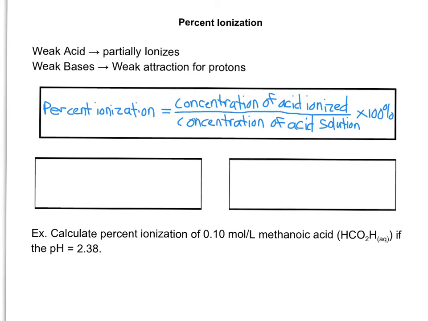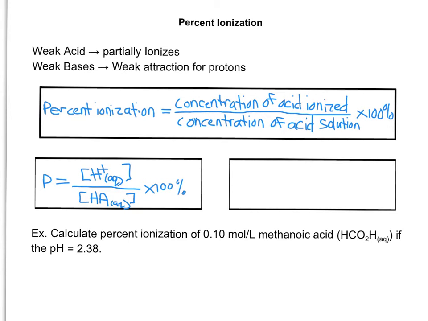So to calculate percent ionization, we look at this formula. Percent ionization equals concentration of the acid that has ionized divided by the concentration of the acid solution times 100%. So exactly the same way we would calculate percent for anything else. In short form, it looks like this. P equals hydrogen ion concentration divided by HA concentration. So this HA really means the acid solution, because remember it's that H plus the acid, times 100%.